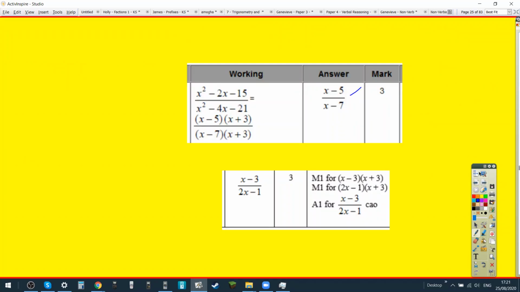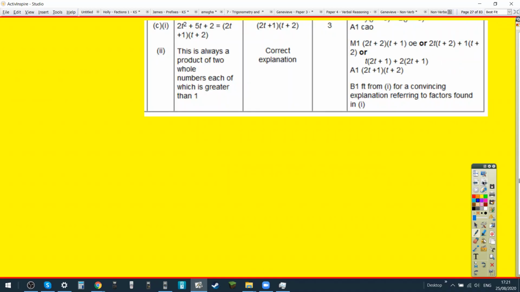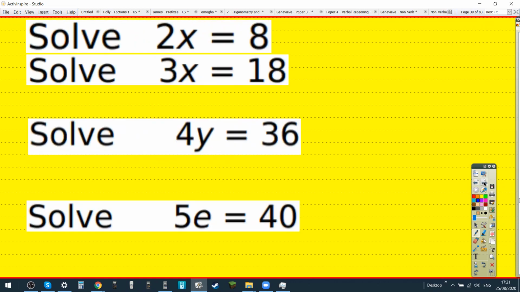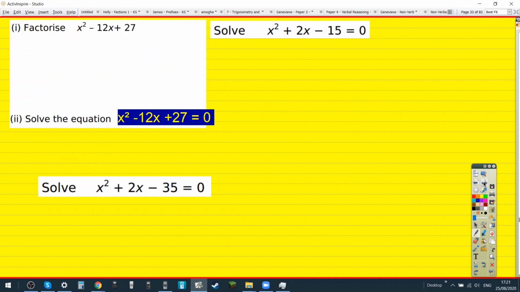Any questions with that one? No. So that's the harder ones. This is the solving thing. Do we do solving? Yeah, let's do solving. Let's do this one. Top left. Factorize one.